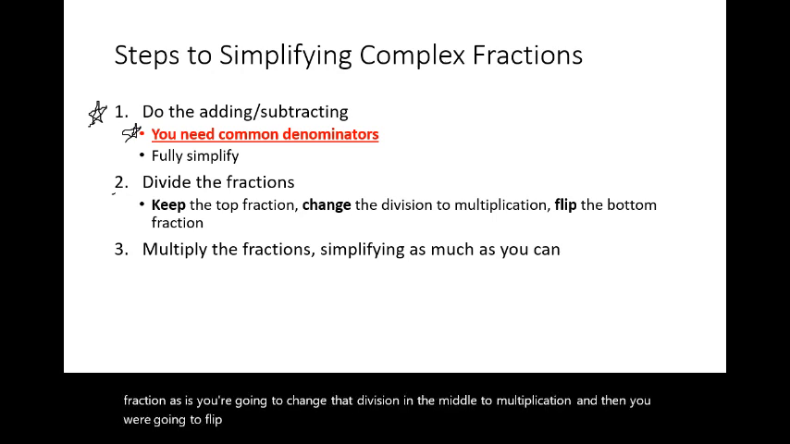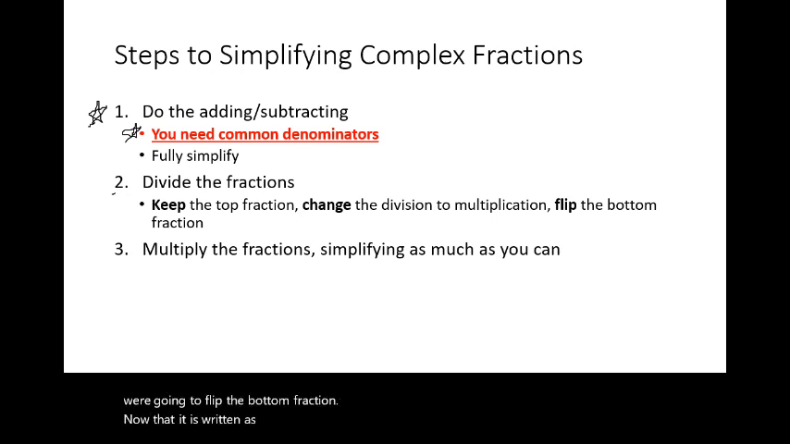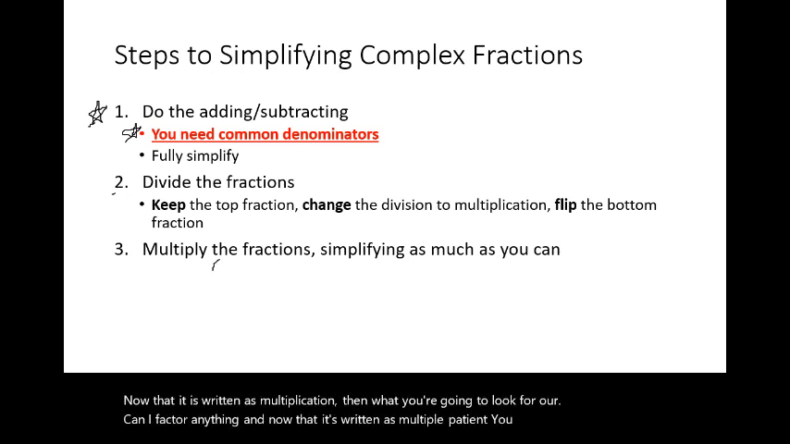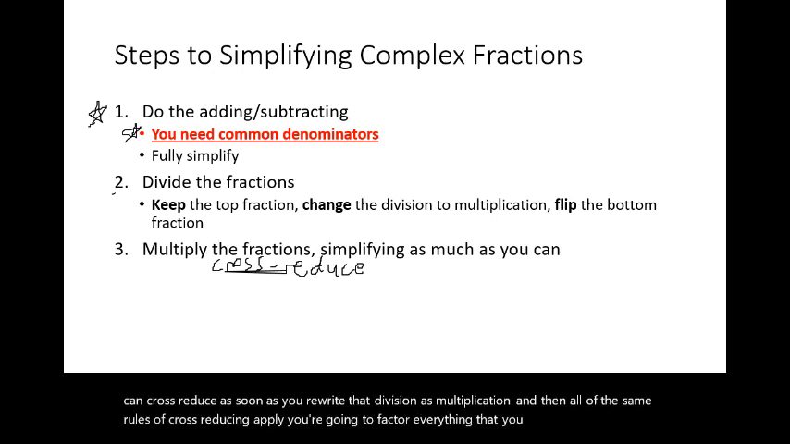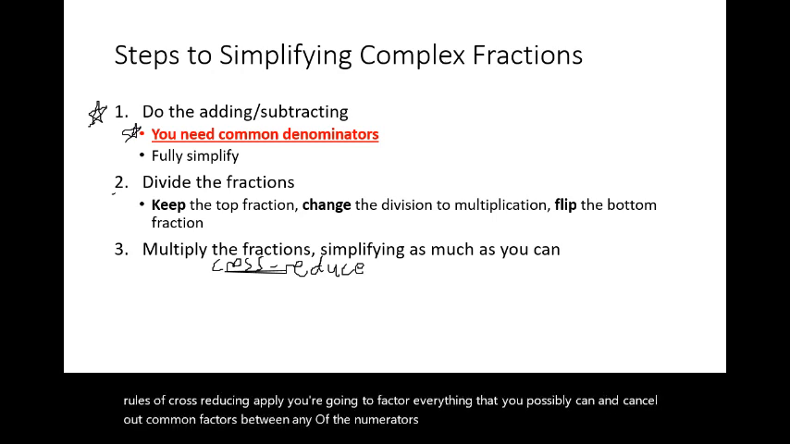Now that it is written as multiplication, then what you're going to look for are, can I factor anything? And now that it's written as multiplication, you can cross-reduce. So you can cross-reduce as soon as you rewrite that division as multiplication, and then all of the same rules of cross-reducing apply. You're going to factor everything that you possibly can, and cancel out common factors between any of the numerators with common factors in any of the denominators.